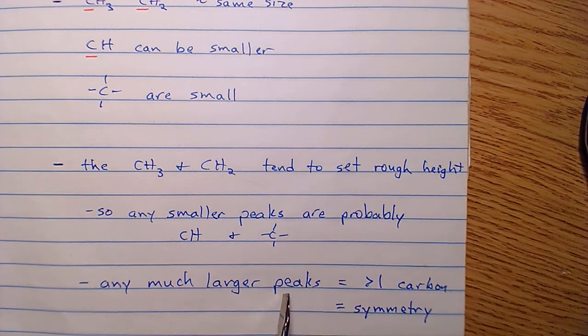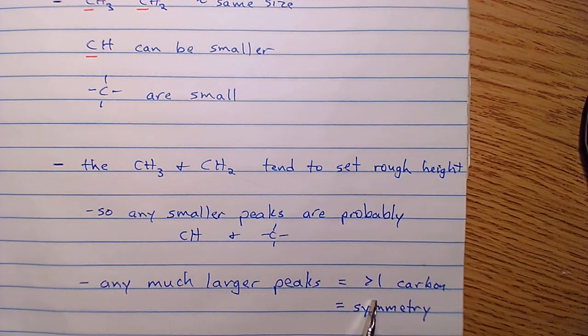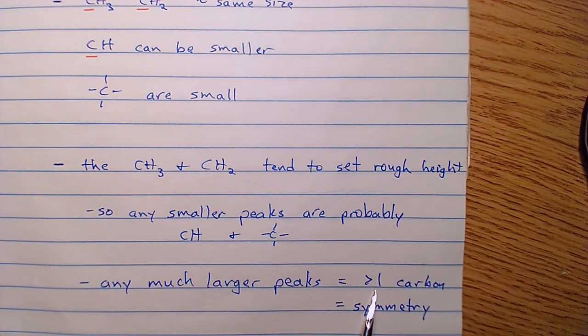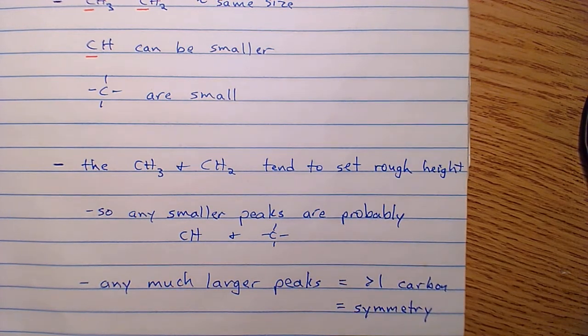you can start looking, maybe we have some symmetry in our molecule, because a peak that has more than one carbon due to symmetry, if there's two carbons causing that signal and they're related by symmetry, so it comes at the same chemical shift value, then you would expect that peak to be about twice as big as another peak.